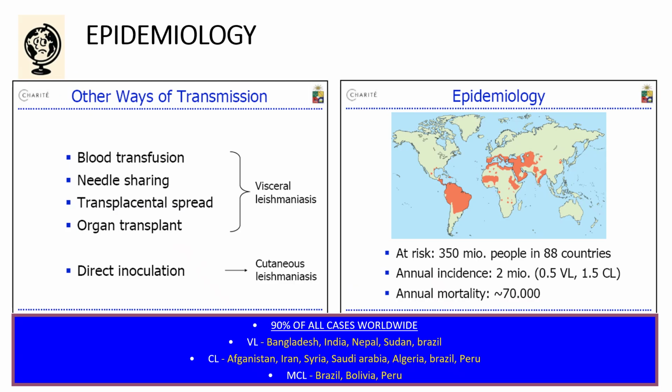Leishmaniasis affects millions of people worldwide, primarily in tropical and subtropical regions. The disease is transmitted by the bite of infected female sandflies. Different species of Leishmania cause distinct forms of the disease, ranging from cutaneous lesions to visceral infection. Understanding where the disease is endemic, who is at risk, and how transmission occurs is key to prevention and control strategies.